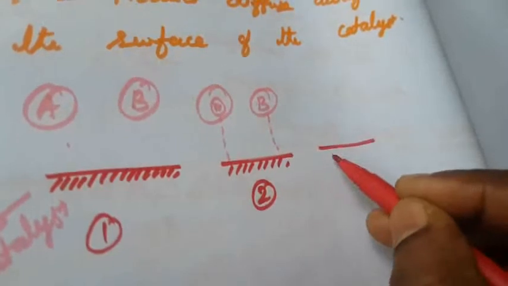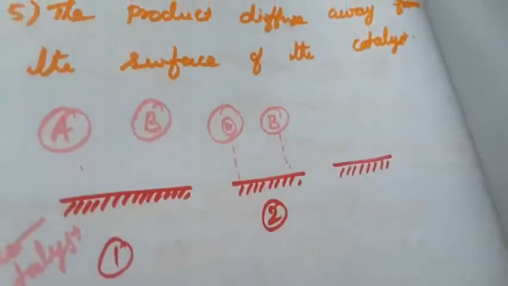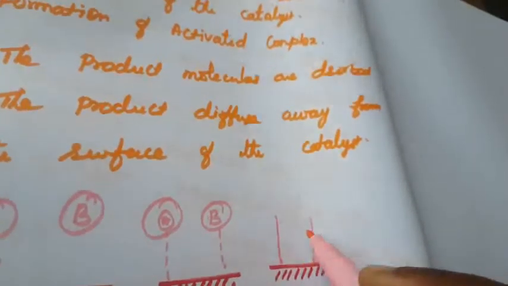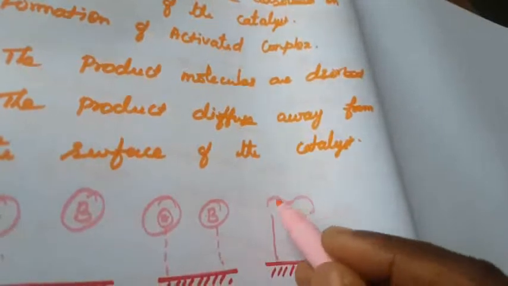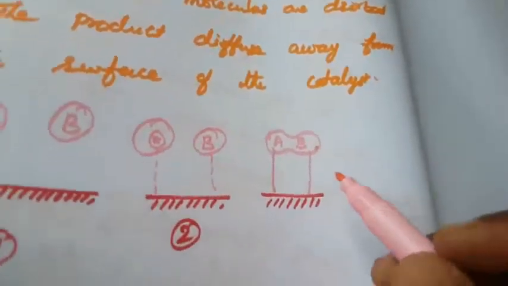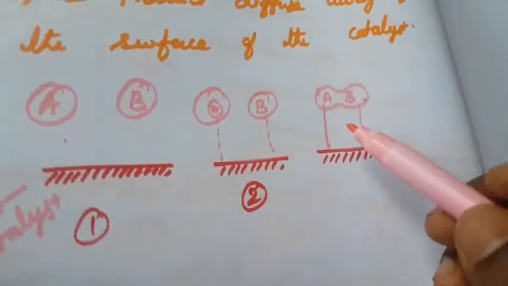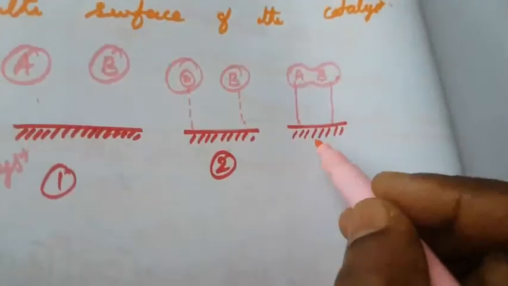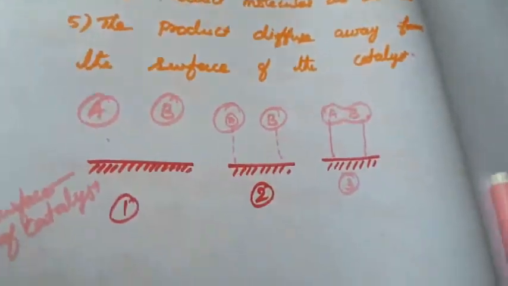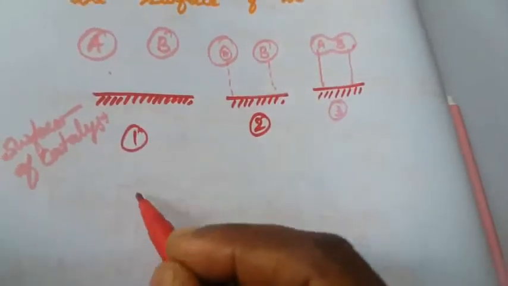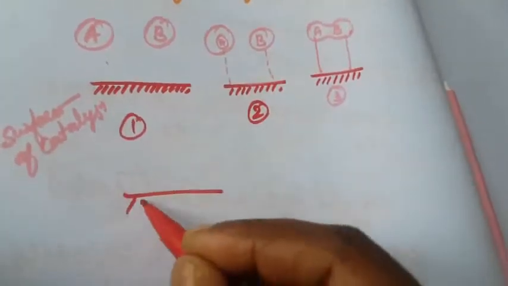What is the third step? The activated complex will be formed due to the activation energy. Here A and B form the activated complex. Now the product molecules are diffused away from the surface, and the product is formed.